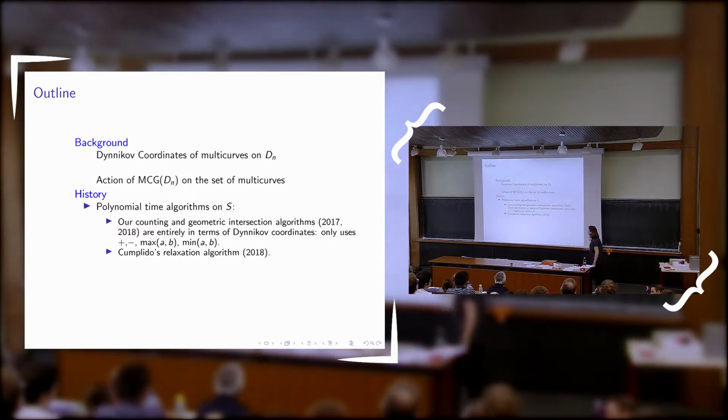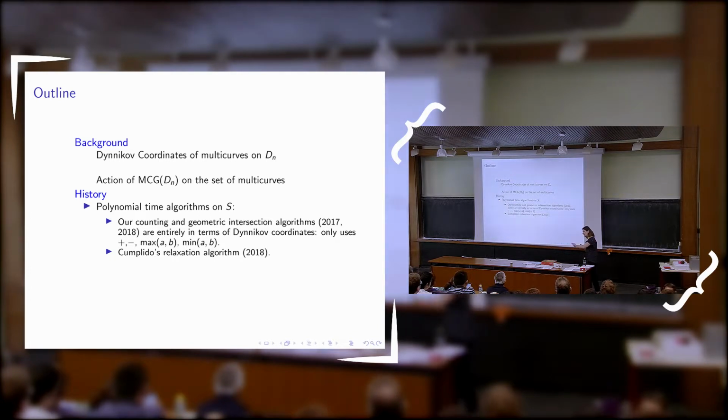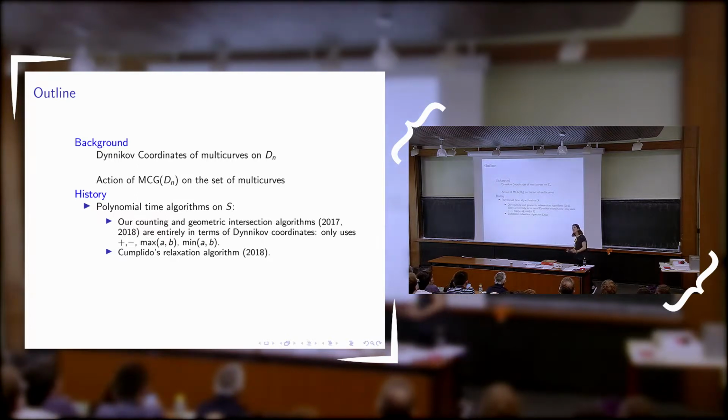And there's also Cumplido's relaxation algorithm, which also can be used to count the number of connected components of a multicurve. That's also using Dynnikov coordinates, but experimentally it is slower than our algorithms. But on a theoretical basis, all these algorithms have the same complexity. And we're going to use her algorithm to compute the geometric intersection number of multicurves.